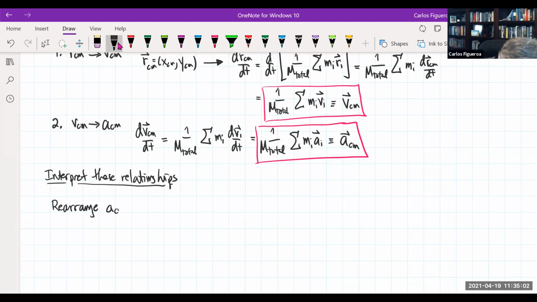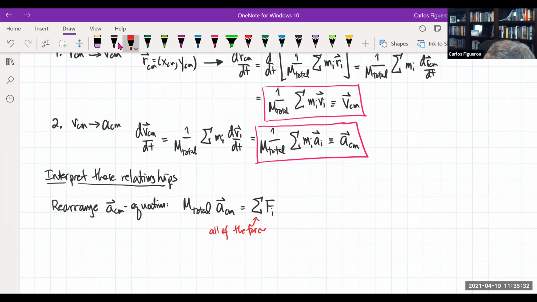The first thing we should do here is rearrange the center of mass of acceleration equation. And the way we will arrange it here is that I'm going to multiply the total mass out. So if I multiply the total mass times this, then this guy is going to give me the sum of all of the forces within the system, right? So this is all of the forces of the system.